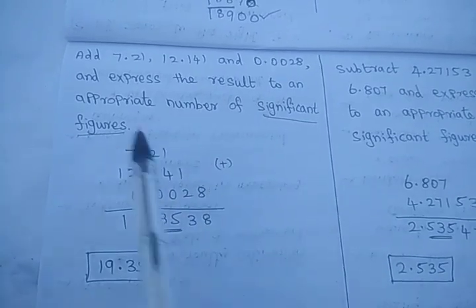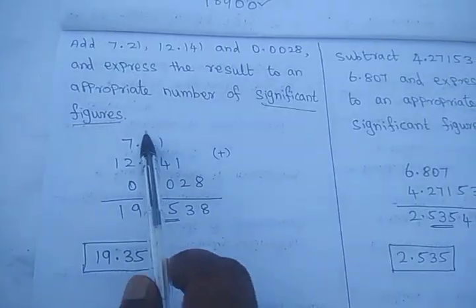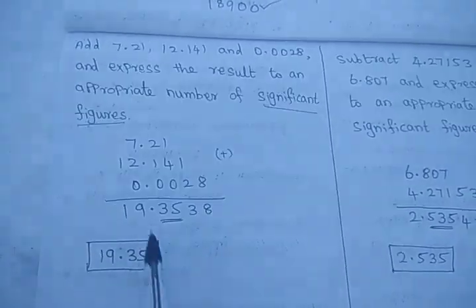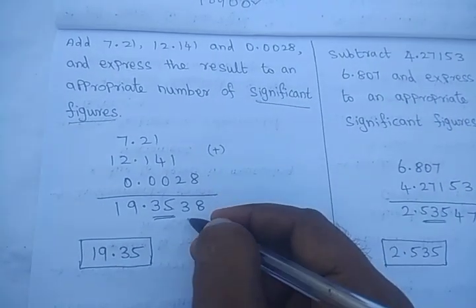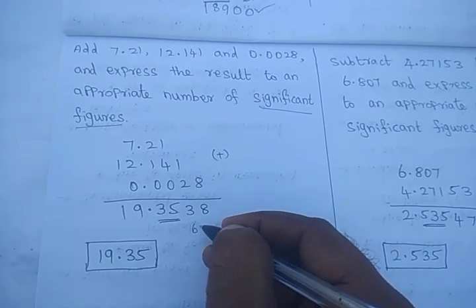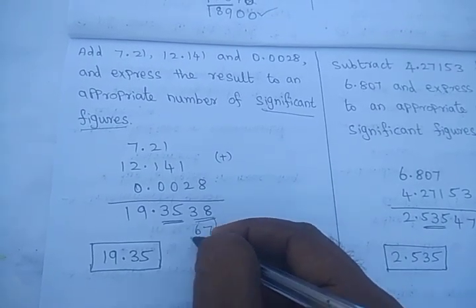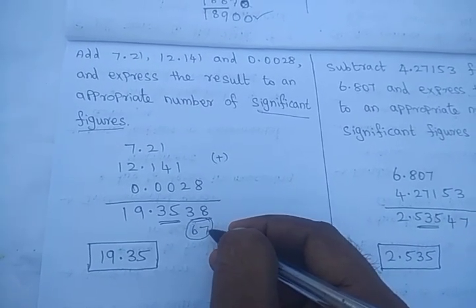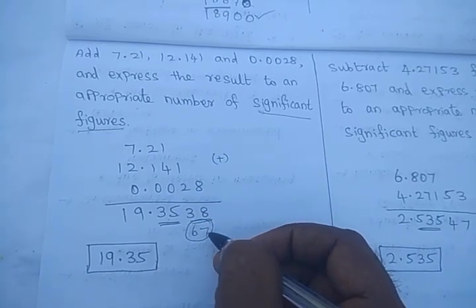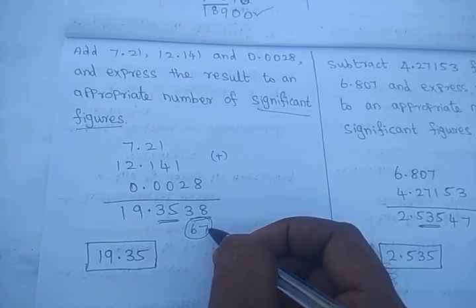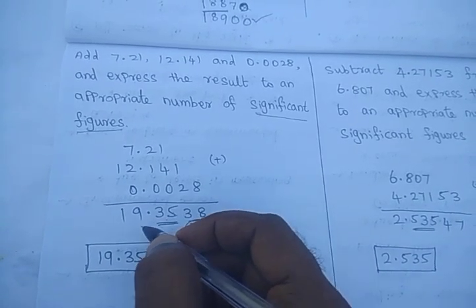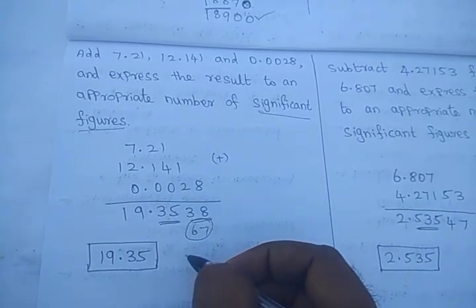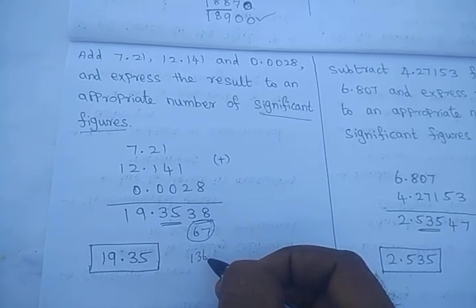So round off up to the lowest number. The lowest is 7.21, which has 2 decimal places. So 19.35. For example, if the last 2 digits were 67 instead of 38, what would you have to do? You have to see the last digit. It is a 7, so we have to increase one number here. So what will happen? 19.36.